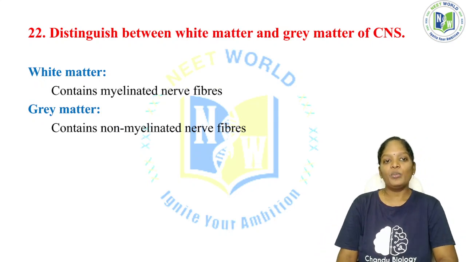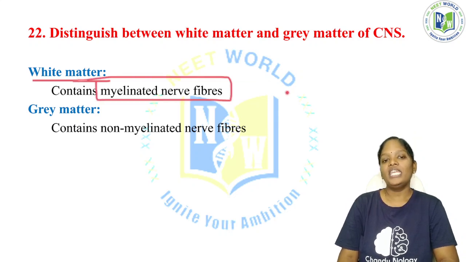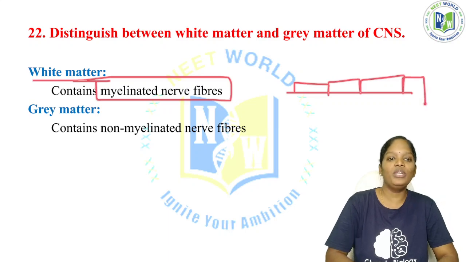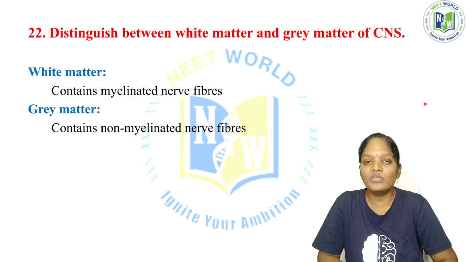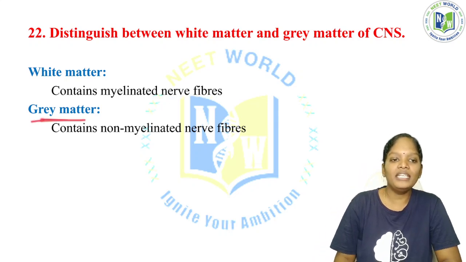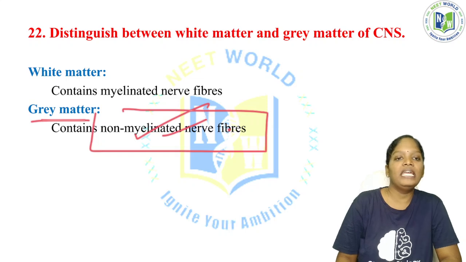Now, distinguish between the white matter and grey matter of the central nervous system. The white matter contains myelinated nerve fibers. If the axon has a myelin sheath and the nerve fibers pass through it, we call them myelinated nerve fibers. This white matter contains the myelinated nerve fibers, and the grey matter contains the non-myelinated nerve fibers. This is what grey matter is.